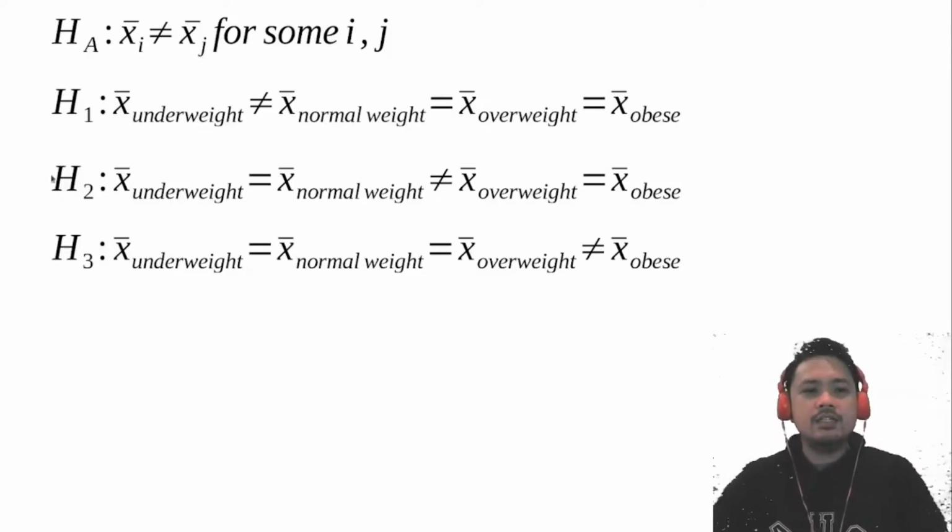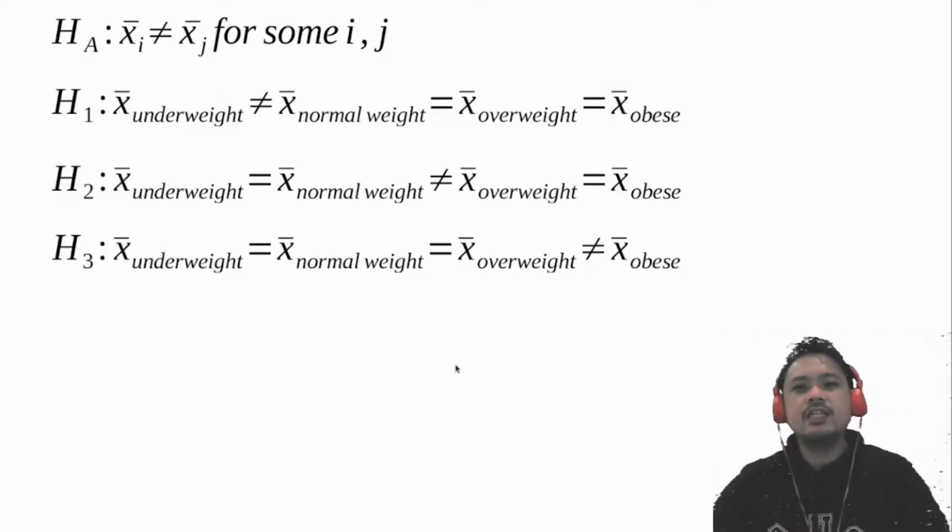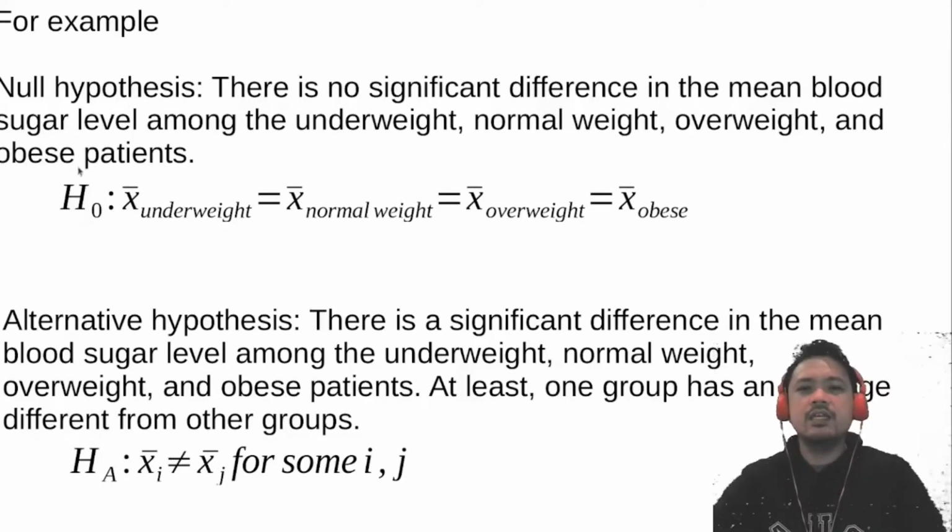For the second alternative hypothesis, the underweight and normal weight are equal. The overweight and obese groups are equal. But when you compare them as pairs, they are not equal. The third alternative hypothesis, the underweight, normal weight, and overweight groups have equal average blood sugar level, but the collective 3 groups is not equal to the obese group. It is complicated when you have many alternative hypotheses. What we are doing with analysis of variance is that we are just disproving the null hypothesis of the groups having equal average value.